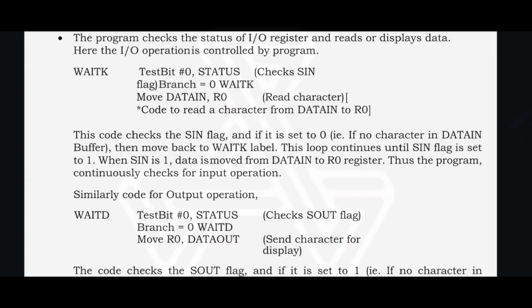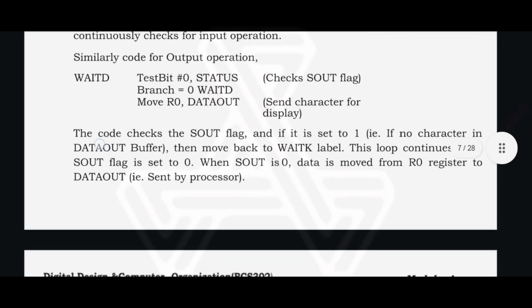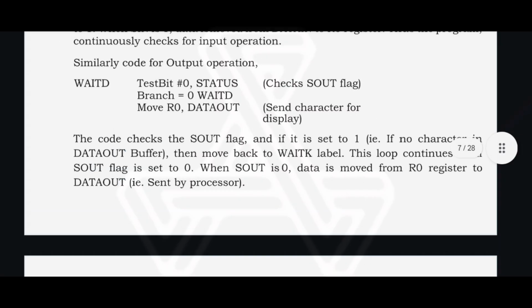Similarly, code for output operation: test bit 0 of status, WaitD, branch if 0, then move R0, which checks the SOUT flag and sends the character for display. The code checks the SOUT flag, and if it is set to 0, meaning characters are in the data out buffer, then it moves back to the WaitD label. This loop continues until the SOUT flag is set to 1. Data is moved from R0 register to the data out register.